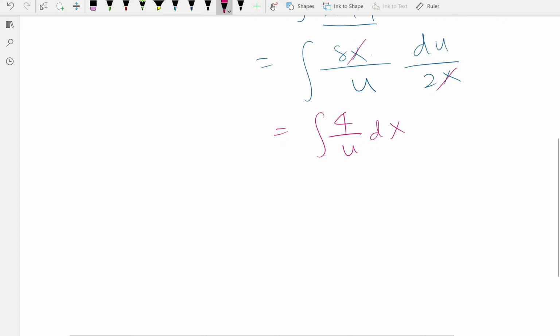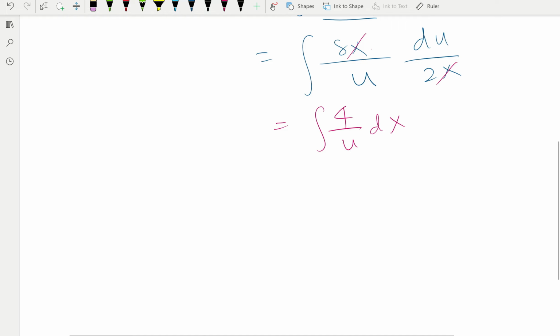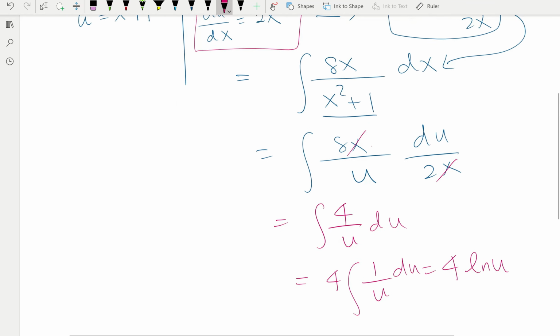So what is the, oops, du. I was overexcited. This should be not dx, du. Okay, so how can we integrate this? Well, we can take 4 out. Integral of 1 over u is 4 natural log u. Alright, so we are done with 2/3 of the problem.